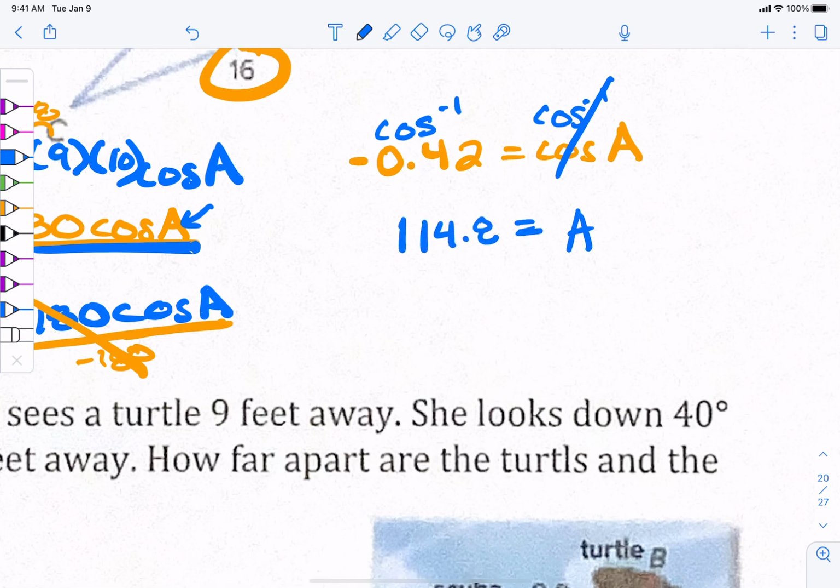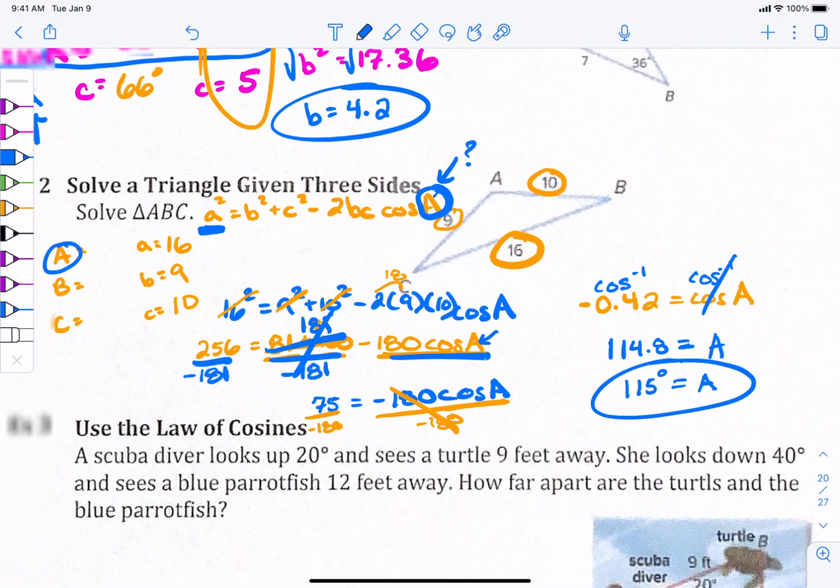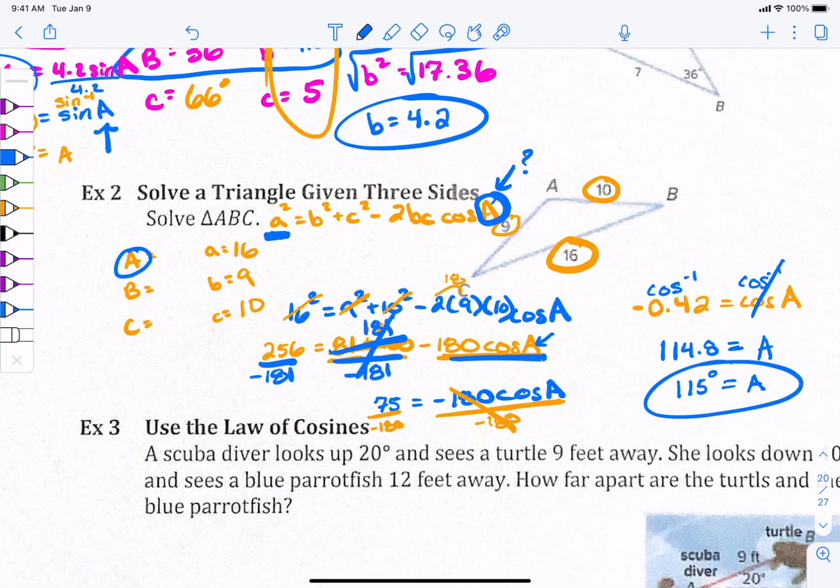114.83. So we're going to round it to 115 degrees because they want them all in degrees. Hold on, I need to write it. So A is 115 degrees. There it is right there. I'm showing it all. Negative 0.42. Okay, are we good so far?